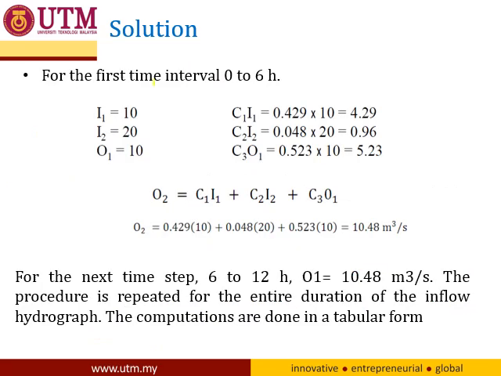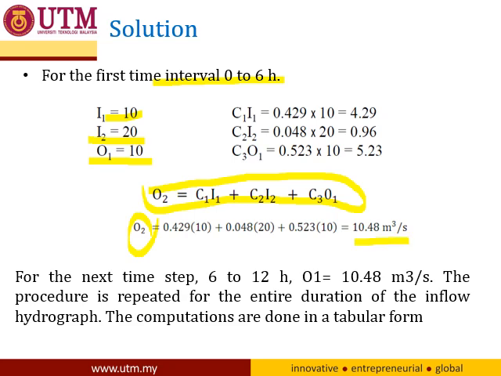So for the first interval, 0 to 6 hour, we know I1 is 10, I2 is 20, and O1 is 10. Just use this formula: O2 is equal to C1 I1 plus C2 I2 plus C3 O1. So we get the outflow O2. For the next time step, 6 to 12 hour, O1 becomes 10.48. So that is the continuity.